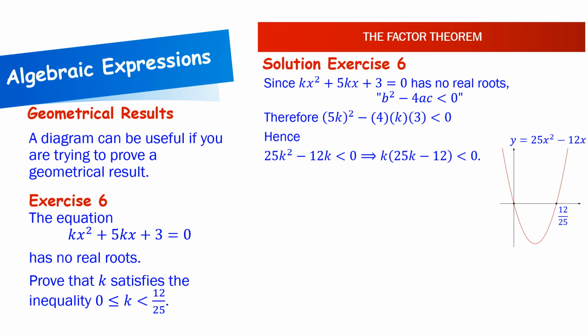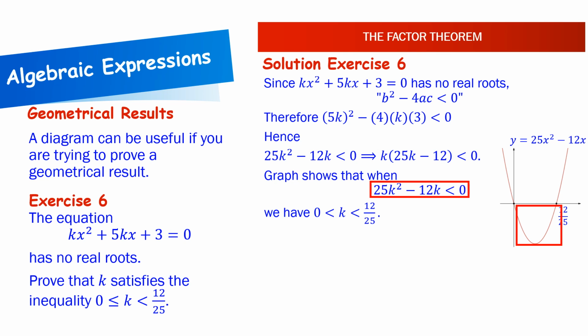Let's sketch this, substituting x for k. The graph shows that 25k squared minus 12k is less than 0 when k is between 0 and 12 over 25, as shown.